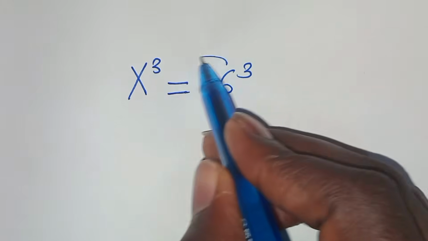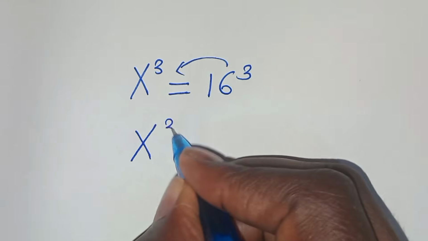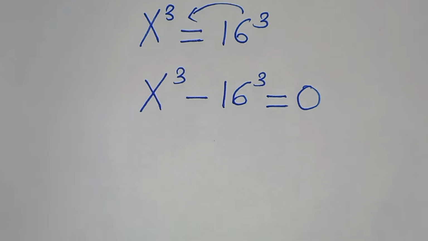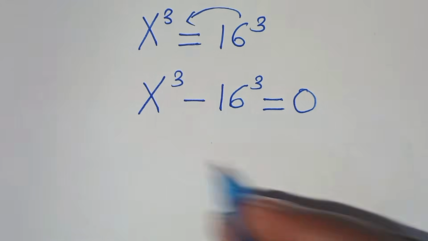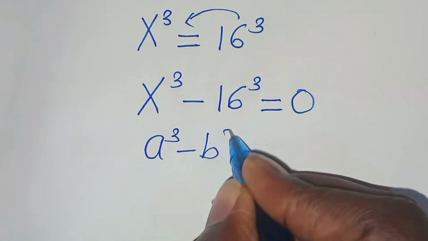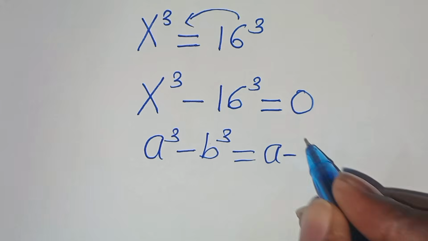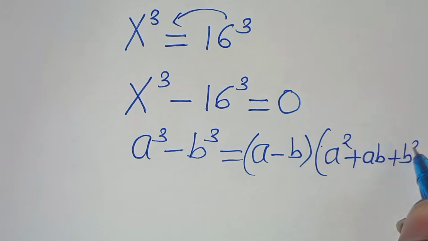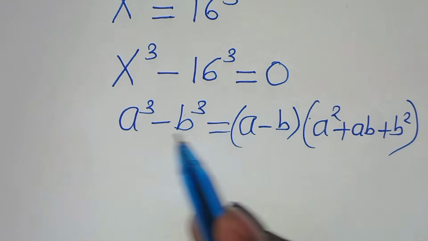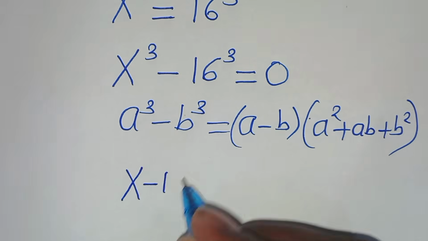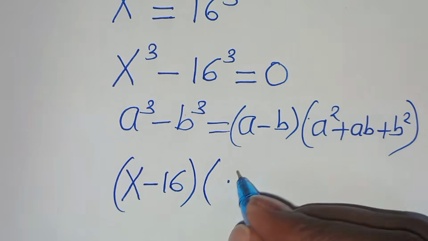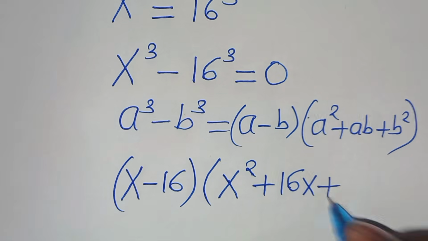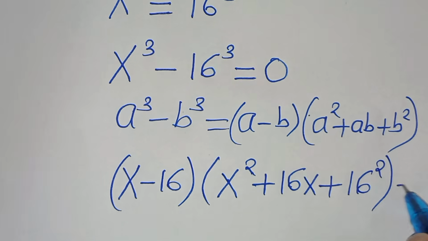Now let's take 16 to the power of 3 to the left hand side, so that we have x to the power of 3 minus 16 to the power of 3. This is equal to 0. This is the difference of two cubes that you can express as a to the power of 3 minus b to the power of 3, which we can express as a minus b times a to the power of 2 plus a times b plus b to the power of 2. Now applying this identity, we have x minus 16 times x to the power of 2 plus 16 times x, which is 16x, then plus 16 squared. This is equal to 0.